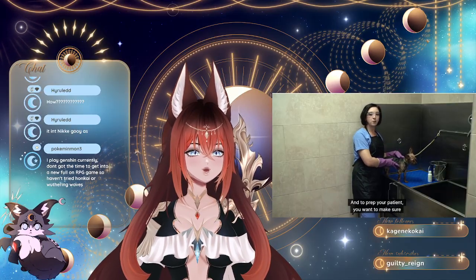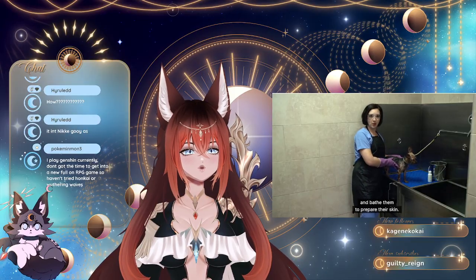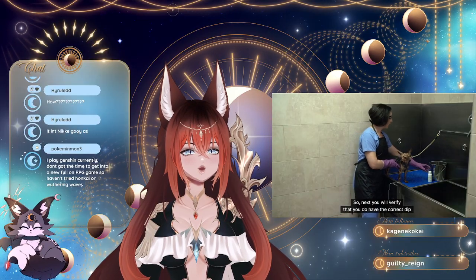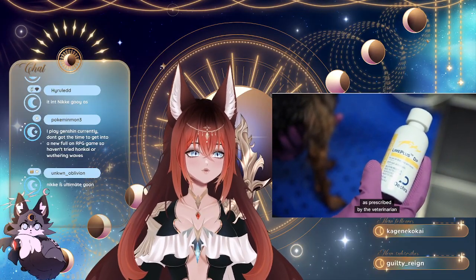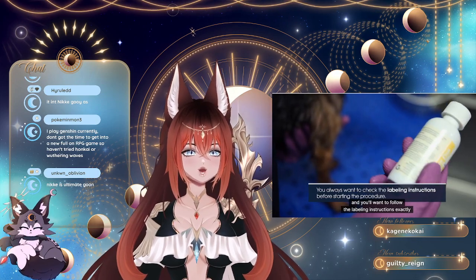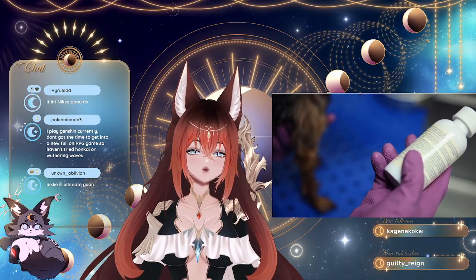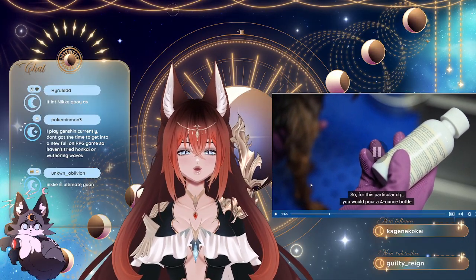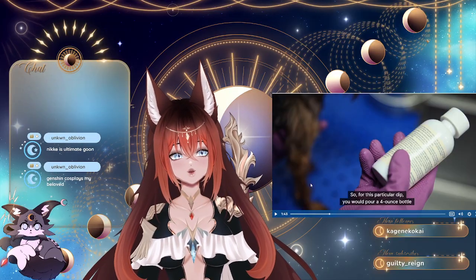You want to make sure that you've bathed them, brushed them out prior to... Genshin currently, I don't got the time to get into full-on RPG games, so I haven't tried it. Next, you will verify that if you like Genshin, you'll love Wuthering Waves. I played Genshin, and I really liked Genshin. So for this particular dip, you and I loved Wuthering Waves. I still do. I don't play it daily, and I really want to.